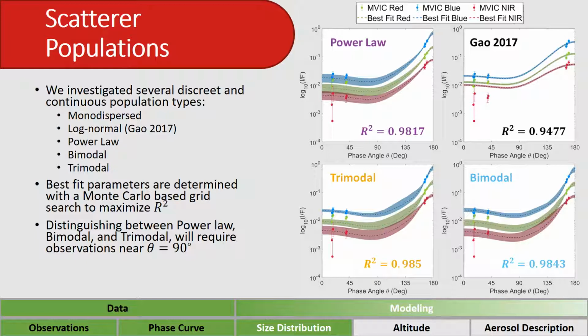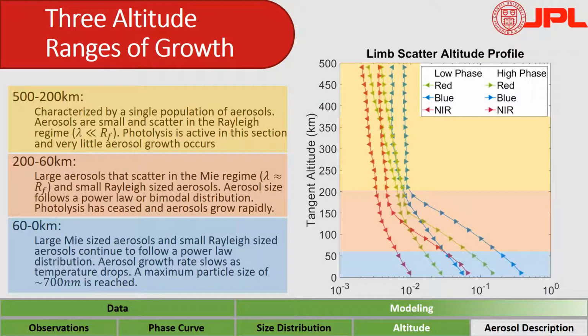So now we can start talking about how the population distributions change as a function of altitude. Over here on the right, you can see the amount of forward scattering and back scattering in all three wavelengths as a function of altitude. As before, you can see below 200 kilometers, the phase curves are highly forward scattering with a not insignificant amount of back scattering, but above 200 kilometers, the scattering is nearly isotropic.